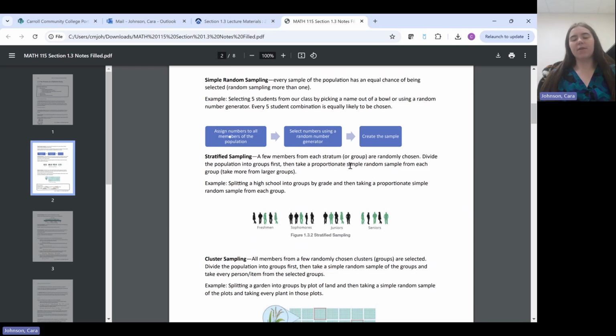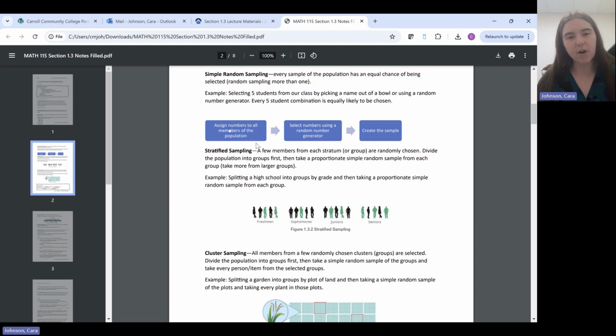So this is kind of an outline of the process of simple random sampling. You could assign numbers to all members of the population, then select numbers using a random number generator, and then that would create your sample. So that would be an example of a simple random sample.